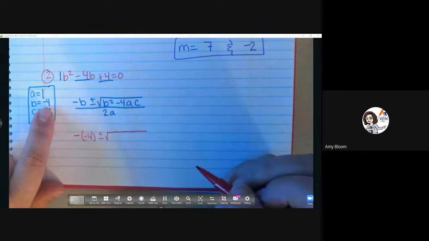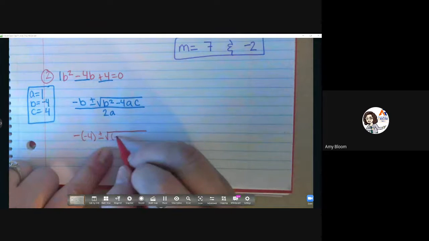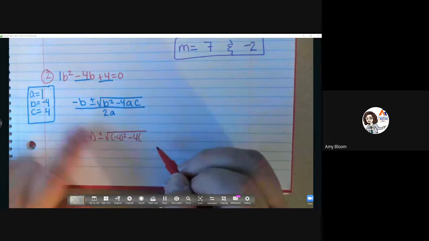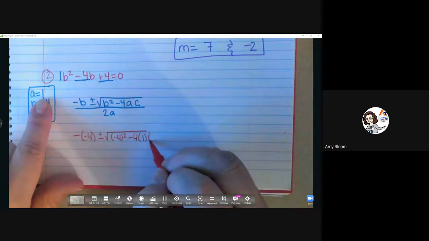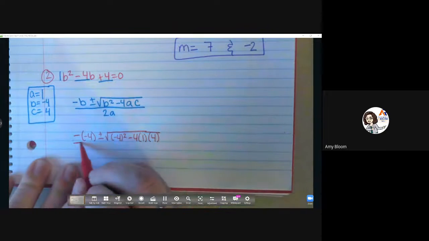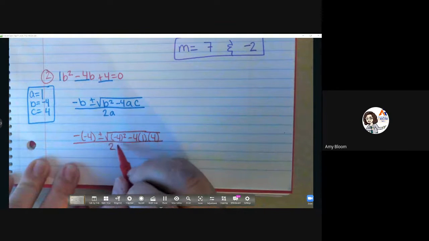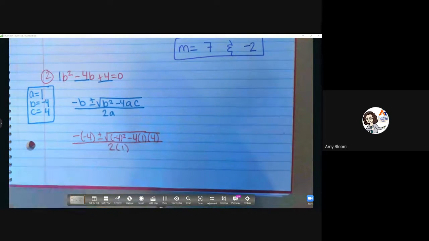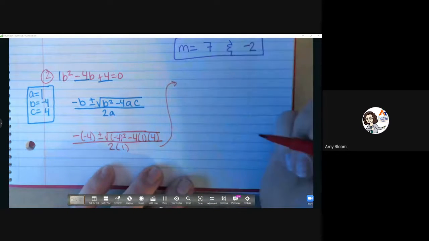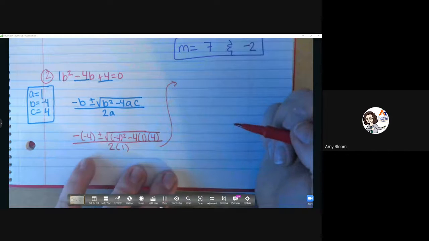Plus or minus square root. Okay, B squared. So that's negative 4 squared minus 4 times A, which was 1, times C, which was 4. Now all of that over 2 times A, which is also 1. Right, I'm going to come back up here again just because I have some room.